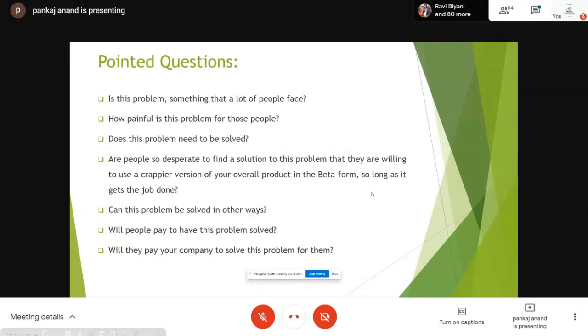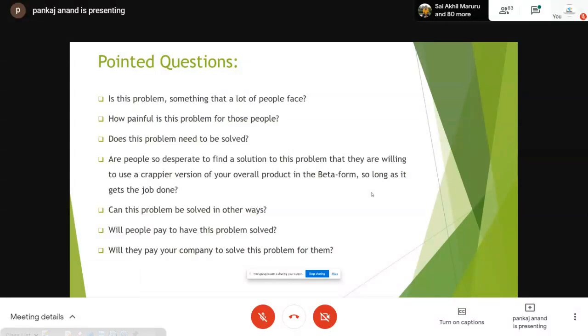The next pointed question is, how painful is this problem for people? People will be willing to pay, yes, if it is a problem. There are some problems which people kind of postpone, saying, let's say today's work is done, we'll see tomorrow's tomorrow. So you need to find out how painful this problem is.